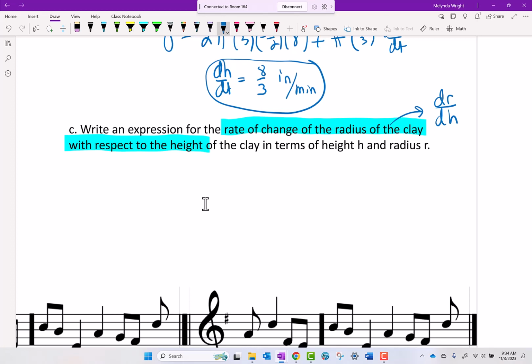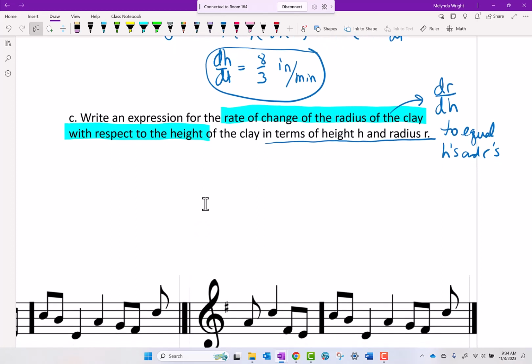In terms of, y'all love those math words, don't you? In terms of h and r, that means that I need dr dh to equal h's and r's. That's what I'm supposed to come up with. That's what those words mean. I need dr dh to equal a bunch of h's and r's somehow, in terms of height and radius. In terms of means what the equation equals.